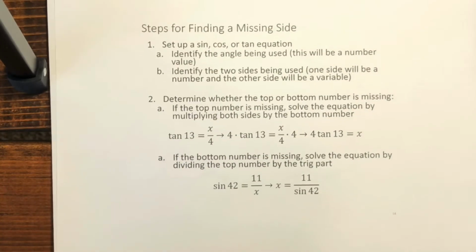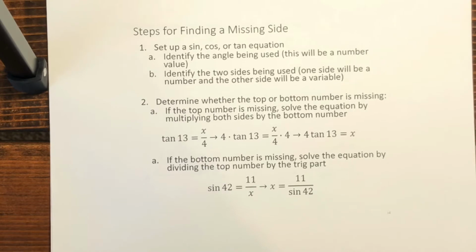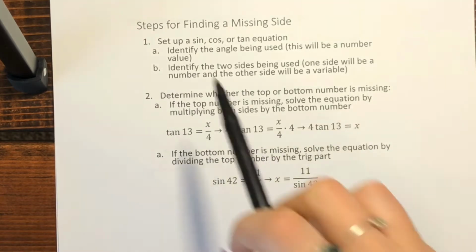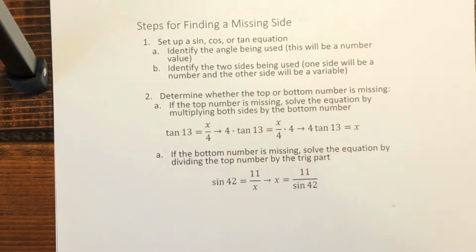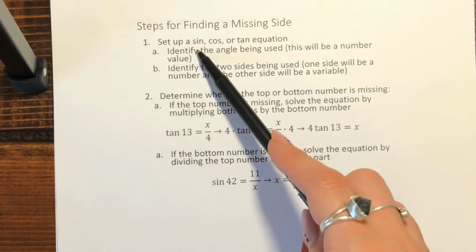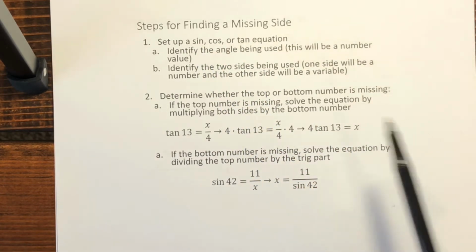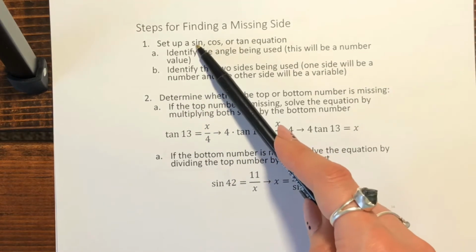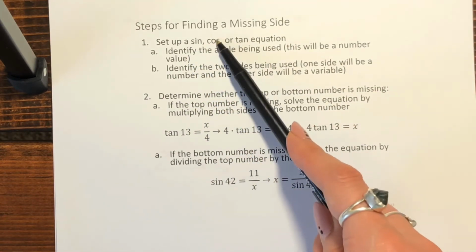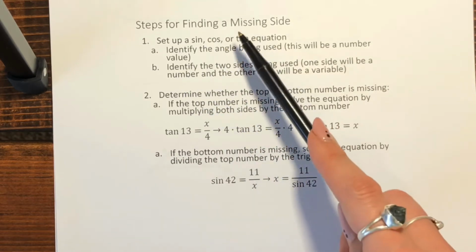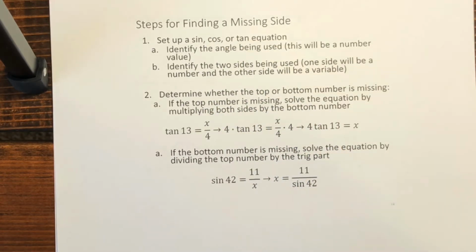So steps for finding a missing side. You are first going to figure out, are you going to use sine, cosine, or tangent? And to know which one of these you're using is going to be coming from the sides they give you. If you have O and H, you're going to use sine. If you have A and H, you're going to use cosine. If it's O and A, you're going to use tangent. So that's coming from our SOHCAHTOA. So that will tell you what angle we're going from and what sides we're using.